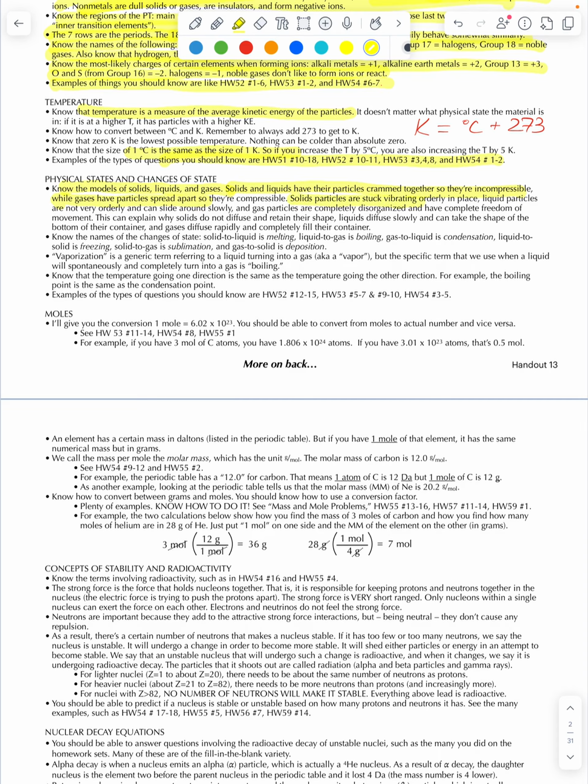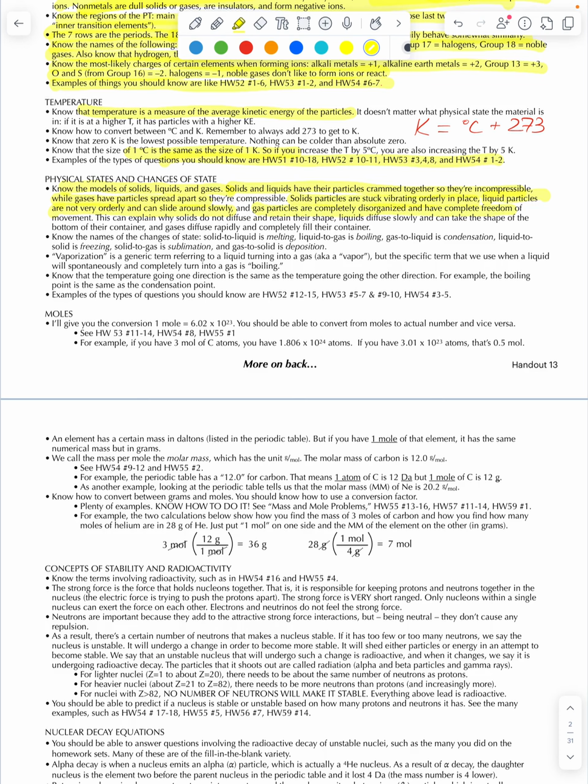They differ by their freedom of movement. So solids, remember, are just kind of stuck in place. They're just jiggling back and forth. But liquid particles have some freedom of movement, so they can wander around and take the shape of a container. But gas particles are completely free to move around. There's lots of empty space to move.